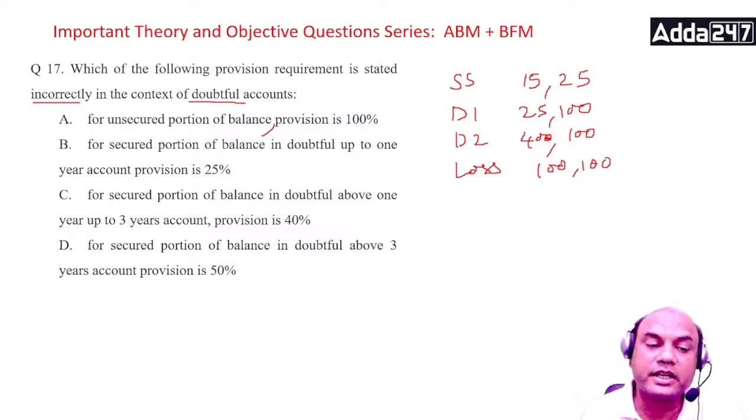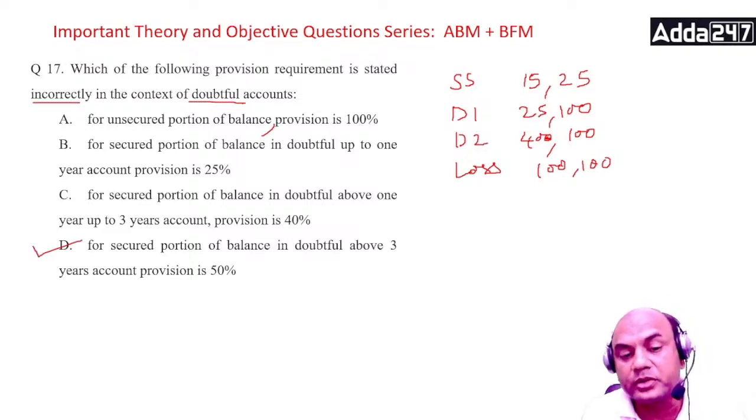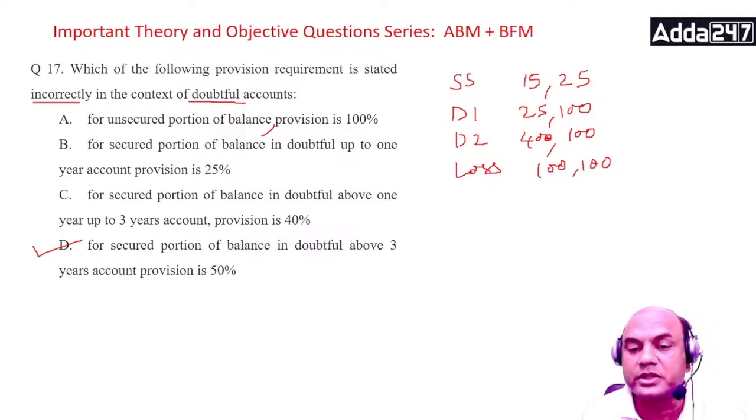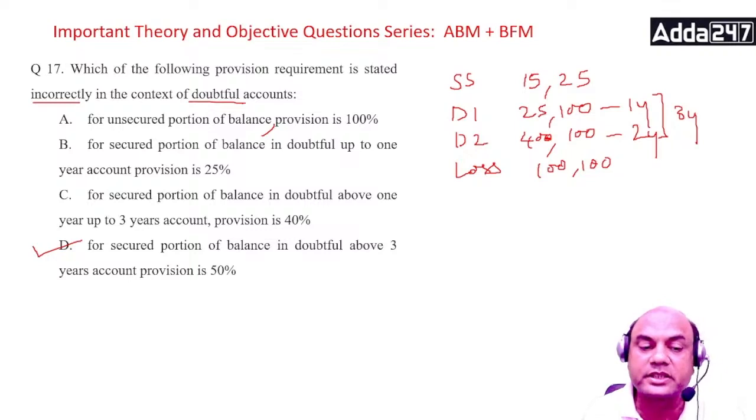The answer is D, for the secured portion of the balance in doubtful above 3 years, the provision is 50%. This is wrong. See here, doubtful above 3 years becomes a loss asset. This is for 1 year, this is for 2 years, so total is 3 years. Doubtful 3 years. So above 3 years, the provision is 100. So this one is incorrect.